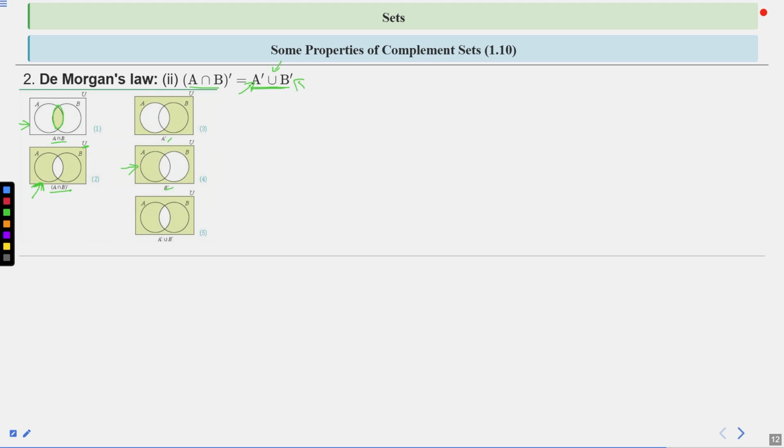So the total shaded region will be this, represented by this fifth diagram. Clear? And this is your A complement union B complement. If you try to see, both the second and this fifth diagram are the same. So we say that A intersection B whole complement is the same as A complement union B complement. I hope these two laws of De Morgan are clear to you. Very important.